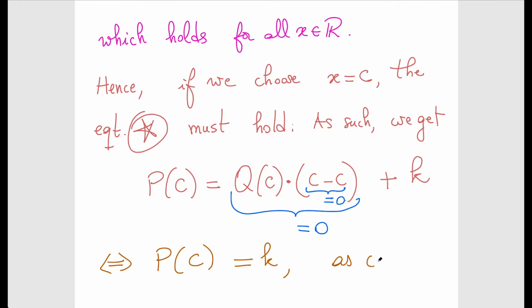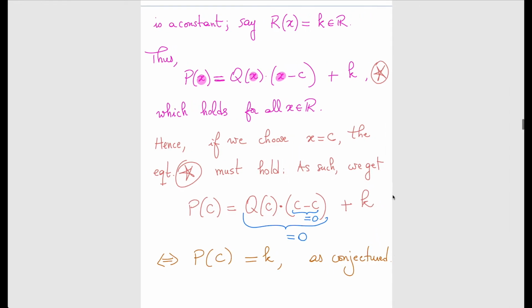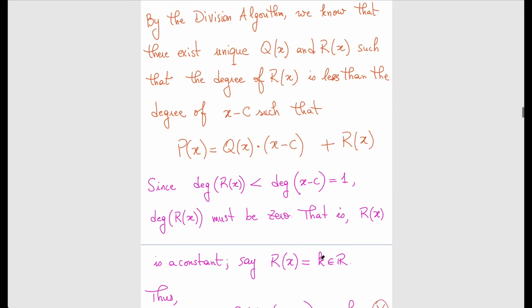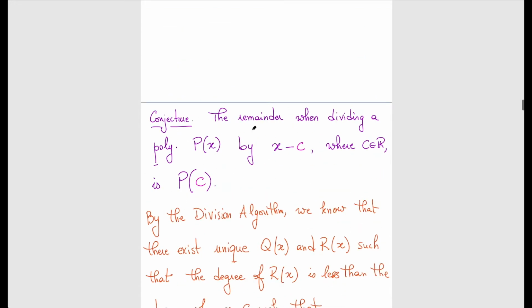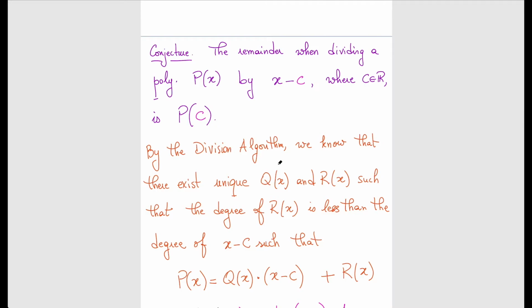As conjectured, right? This was the conjecture: that the remainder, which is k, is equal to p of c. So the conjecture holds. This is a theorem now, because we just showed it. We observed this by the previous two examples, and then we conjectured it, and then we proved it. This is actually a theorem, and it's called the Remainder Theorem.